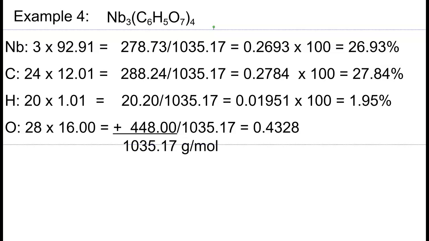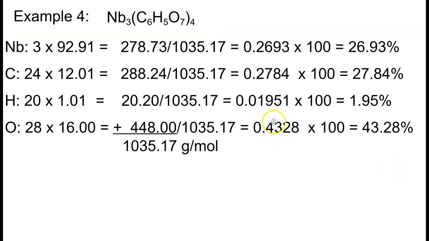I get 0.4328. 4 places past the decimal that are non-zeros, times 100, and I get 43.28. And again, all 4 of these should add up right at 100 if you've done this correctly.